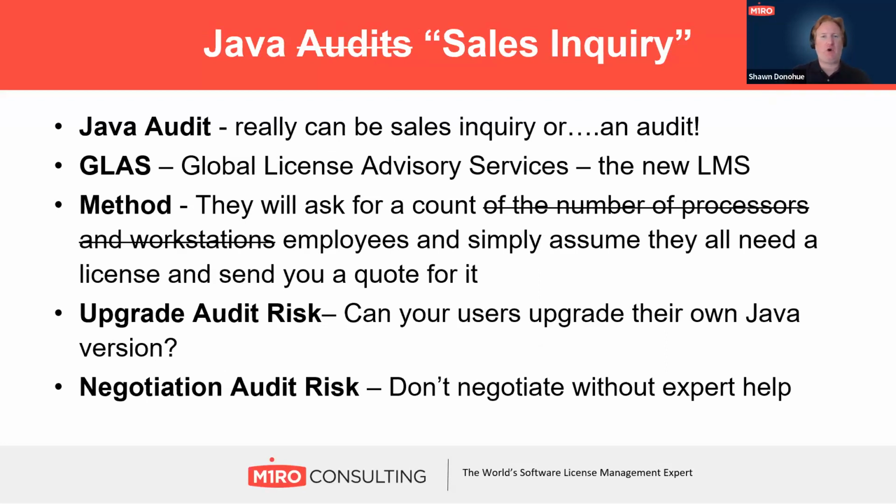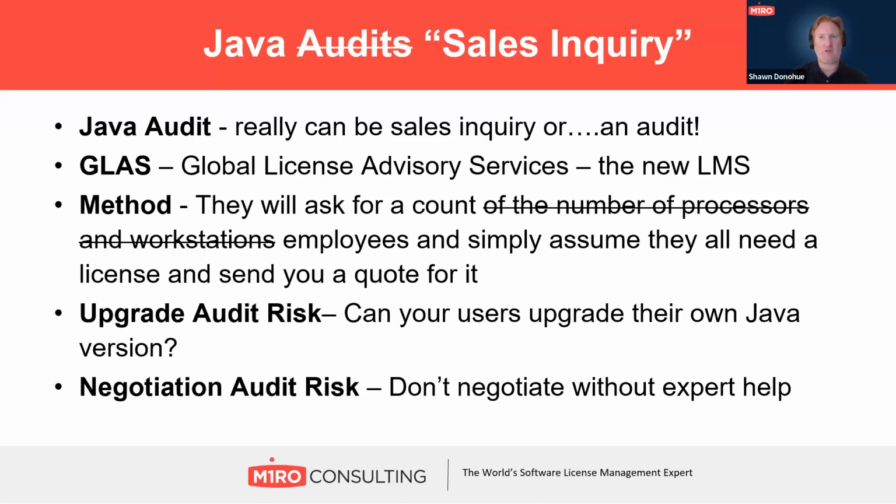All right, so let's talk about a Java audit, or sales inquiry. Java audits start off with a sales call from the Oracle Java team, who will call you up and say, hey, I see you are using Java. I see you don't have a Java subscription, and I see how many employees you have. Here's your bill. So you need to be prepared for that phone call. They're going to be called the Global License Advisory Services. If you ever heard of LMS, which was the License Management Services of Oracle, they have a new name. They are now GLASS.